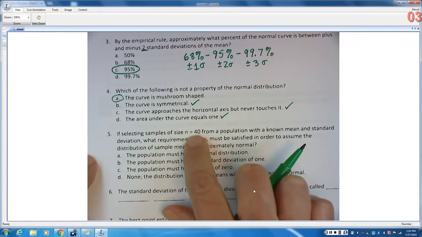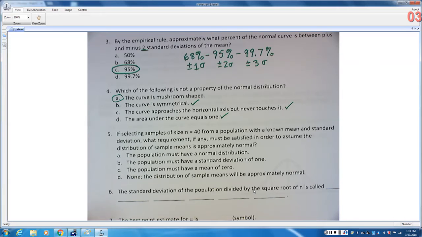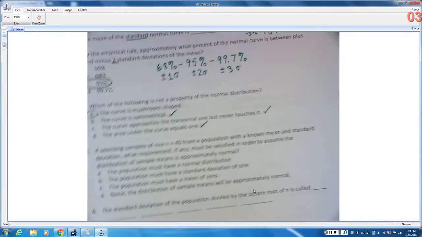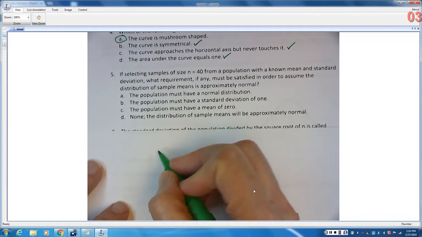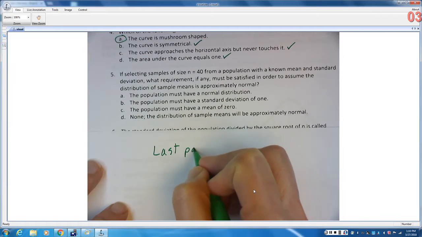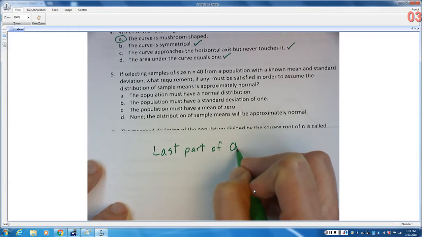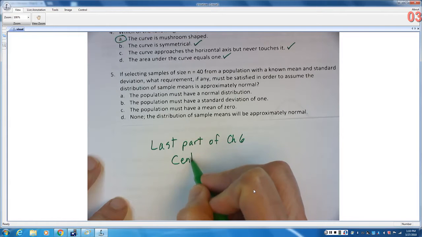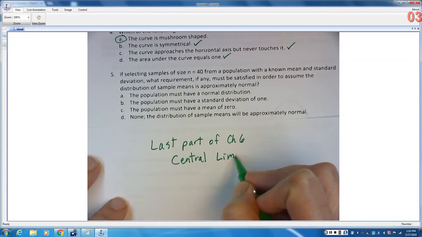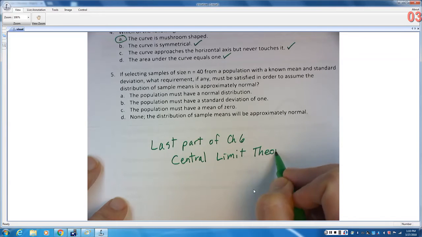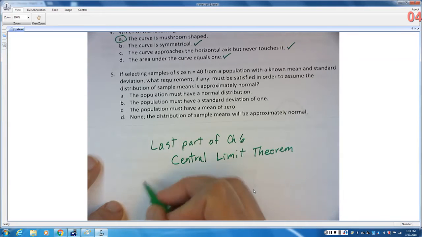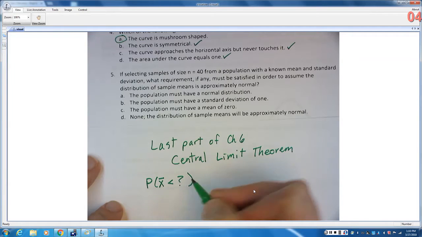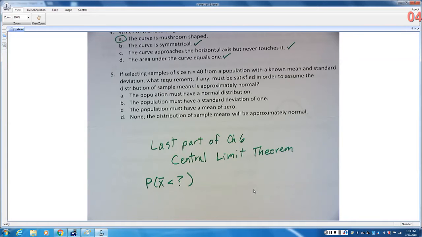If your selected sample size n equals 40. So this is the concept. This is the central limit theorem concept. This is the last part of chapter 6. The last part of chapter 6, we had the central limit theorem, and we were trying to find probabilities of X bar less than something, greater than something, between something. This is the central limit theorem.